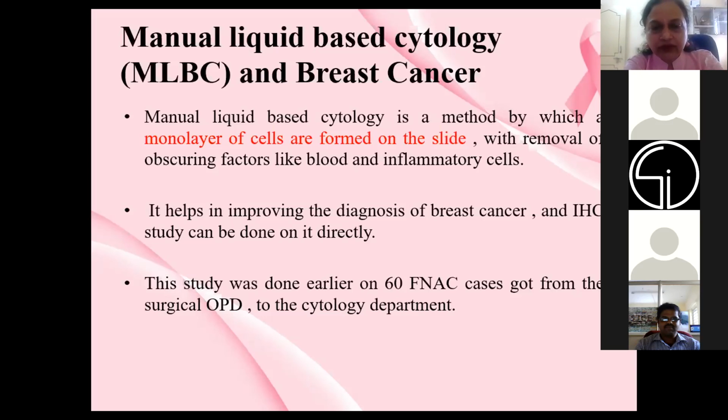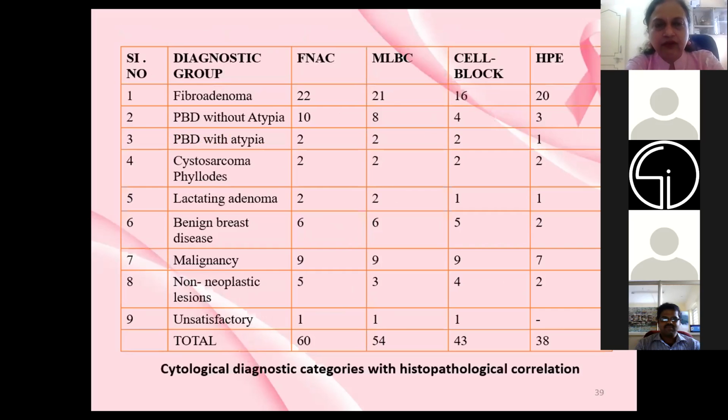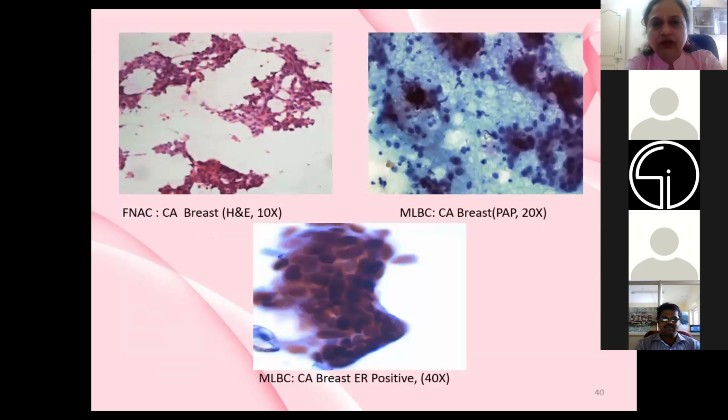We did this separately along with cell block and HPE in a separate study of 60 FNAC cases, which we got from the surgical OPD to the cytology department. This table shows the FNACs which we have done. MLBC, almost all of them, especially fibroadenoma and malignancies, were confirmed by HPE. This is the image you can see by FNAC: CA breast, the MLBC, CA breast, which is ER positive.